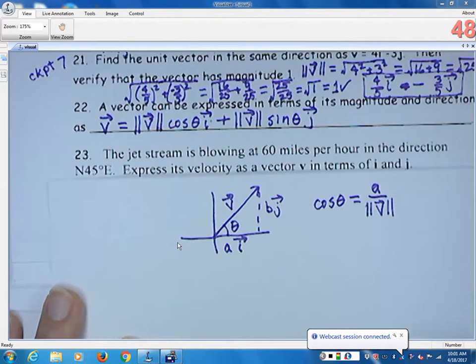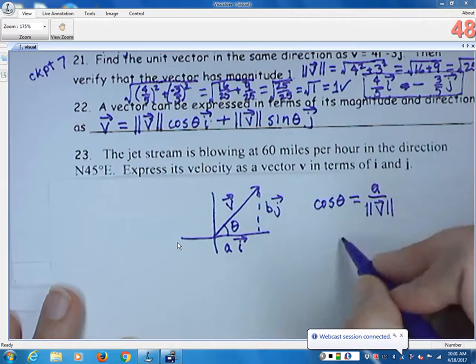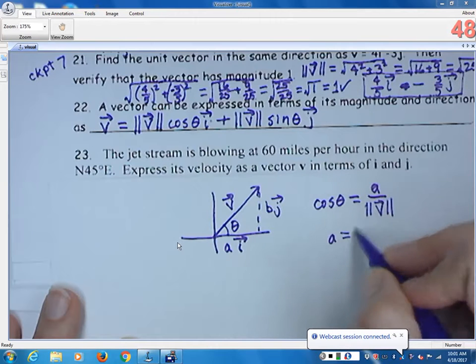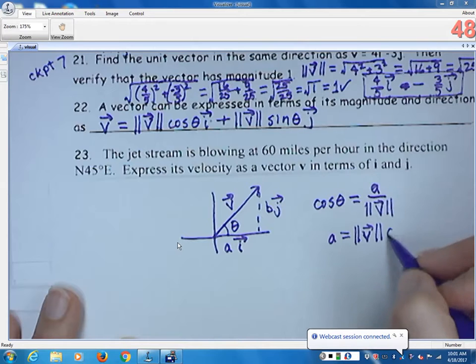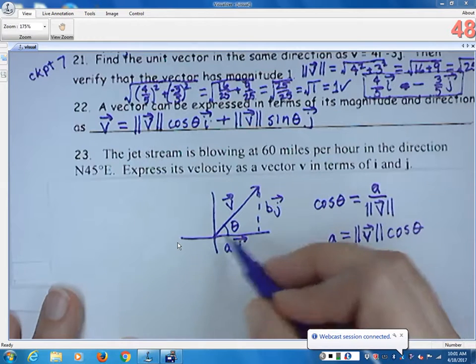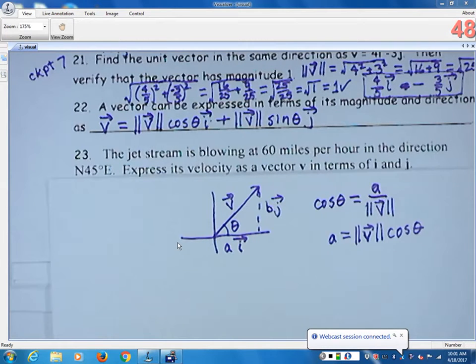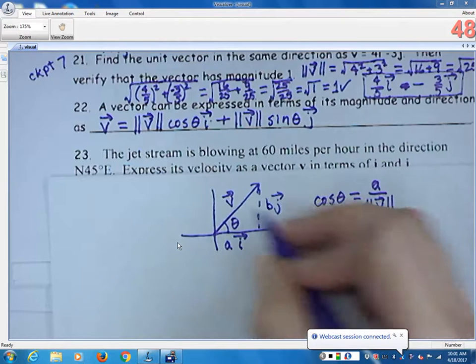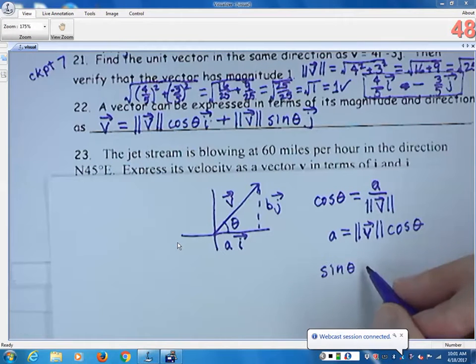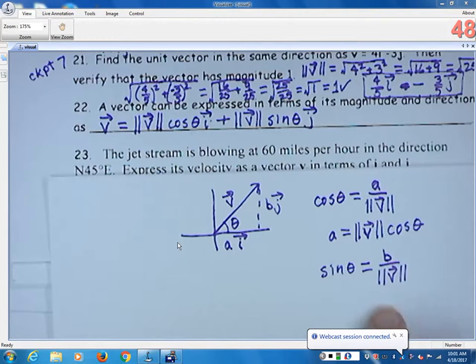Solve for a: you multiply by the magnitude of v, and you get a equals the magnitude of v times cosine theta. We're just using our trig that we learned earlier, and you can do the same thing with sine. Sine of theta will be opposite over the magnitude of the vector, which will be b over the magnitude of v. And when you solve for b, you get what we got there.